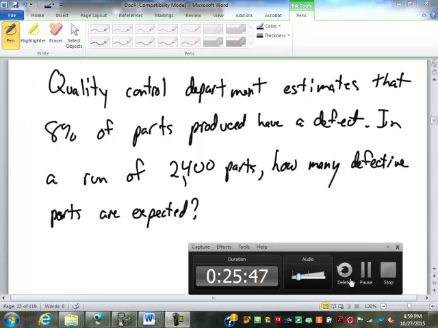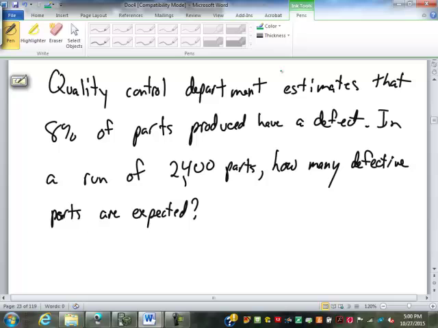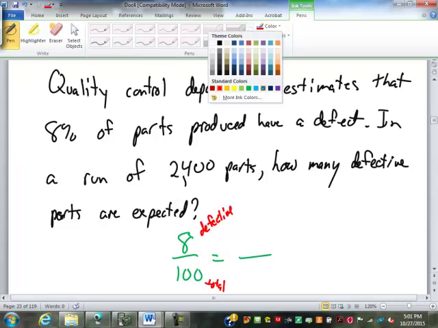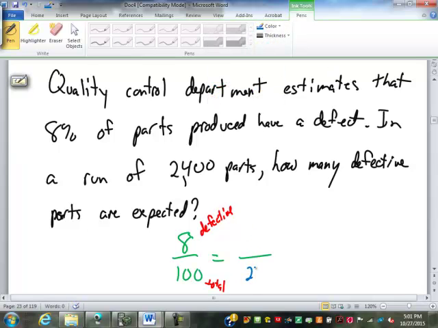See what you come up with for that one, Claire. So how do we set this one up? So 8 over 100, yes. The 8 represents defectives, right? Now the 100 represents just the total parts. So what's on the other side now? Blank over 2,400, okay. And then what do we do? Cross multiply and divide gives us 192. So we'd expect 192 to be defective.